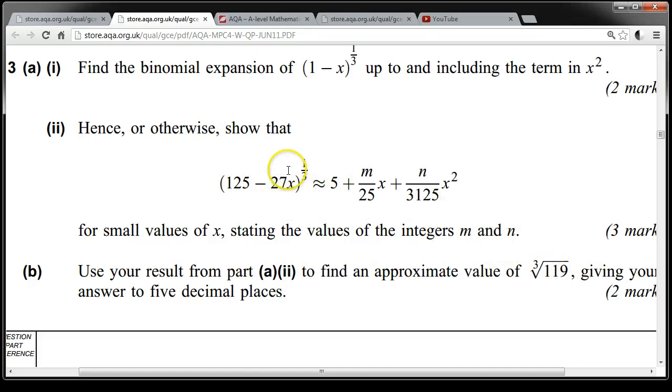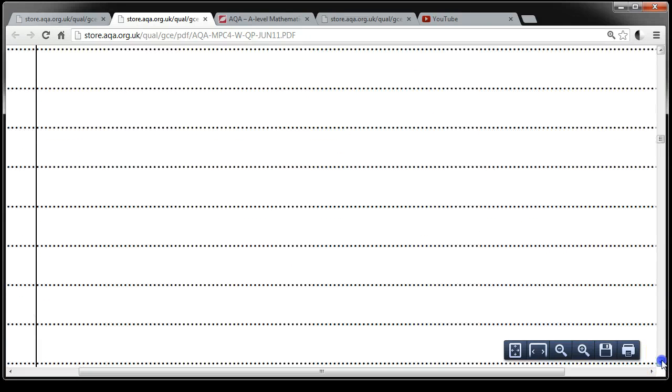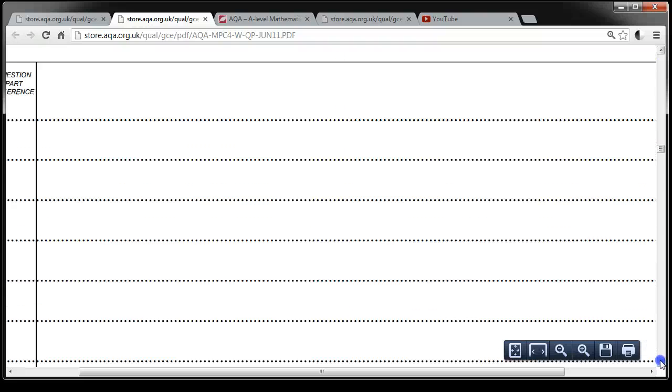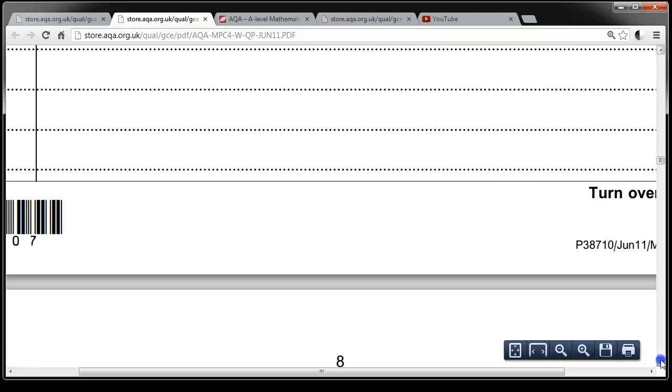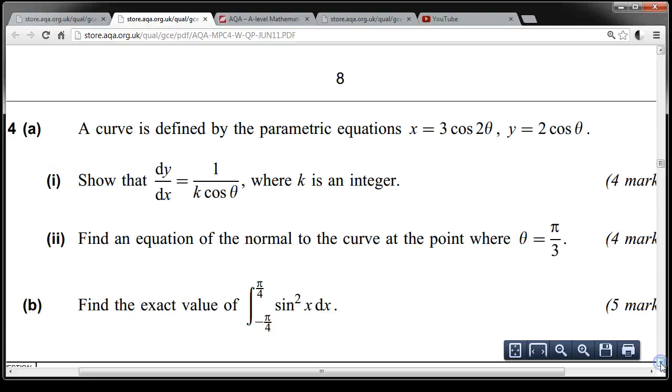So here to get 119, this whole thing would need to be 6, wouldn't it? So you're going to need to write down 6 over 27, which is 2/9. X would be 2/9 there to get the 119. So again, that's not too bad, doesn't look too bad. So the first three questions seem fairly standard and fairly okay.